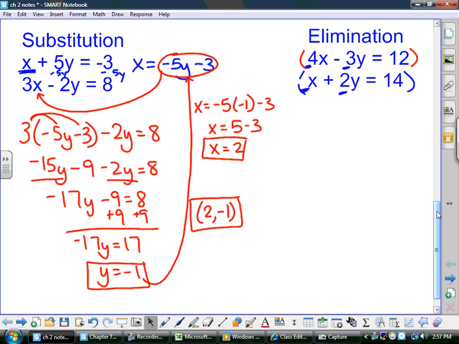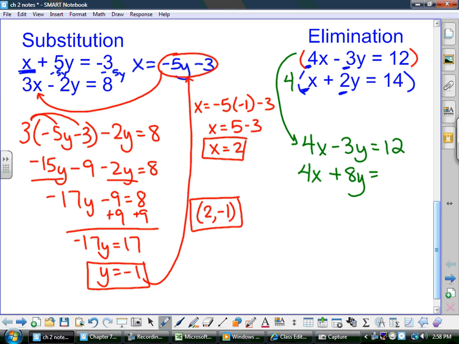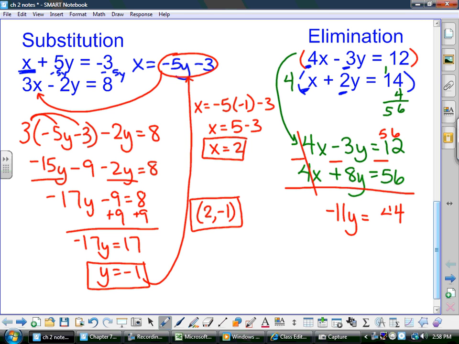The way I'm going to choose to solve this one is by multiplying everything by 4. The top equation is going to stay the same, but when I multiply the bottom equation by 4, I get 4x plus 8y equals 56. If I want to eliminate the x's, I need to subtract straight down. So I need to subtract 4x minus 4x. It's eliminated. Negative 3y minus 8y is negative 11y, and 12 minus 56 is negative 44.